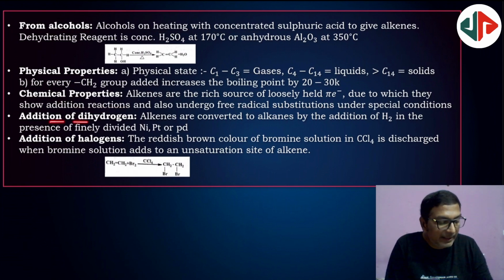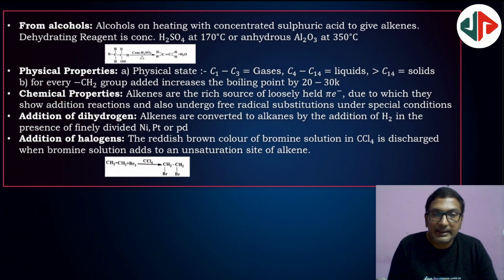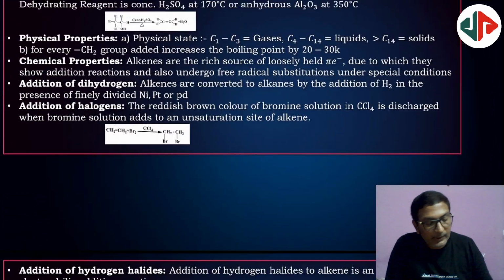Addition of dihydrogen: alkenes are converted into alkanes. Addition of halogen: this is a test for unsaturation. Br2, a red liquid, will be converted to colorless. So alkenes or alkynes can decolorize the red color of Br2. Test for unsaturation.